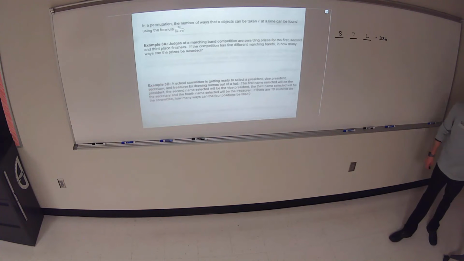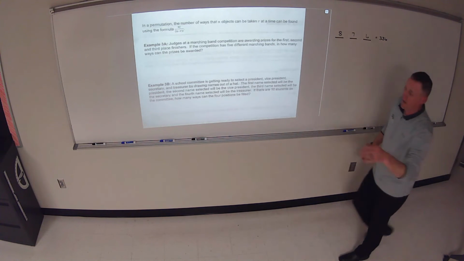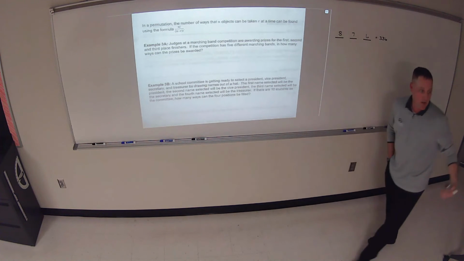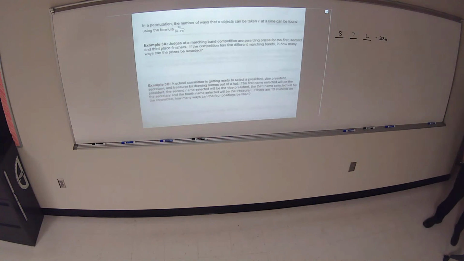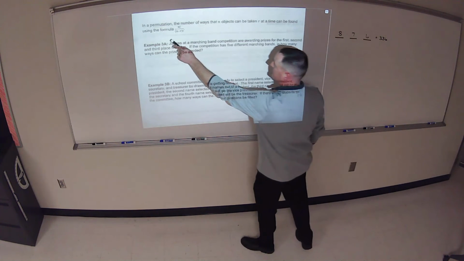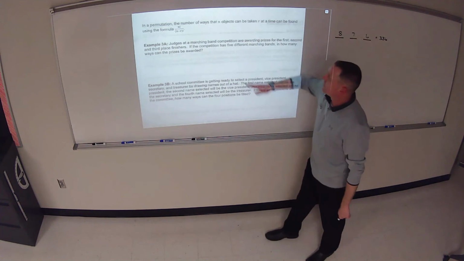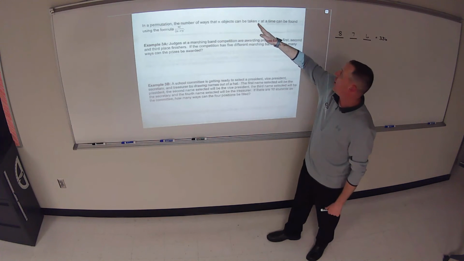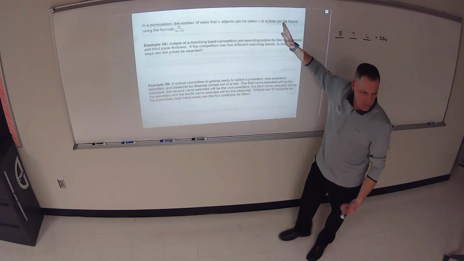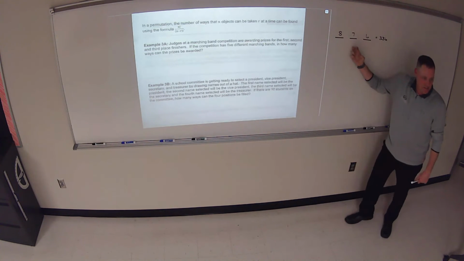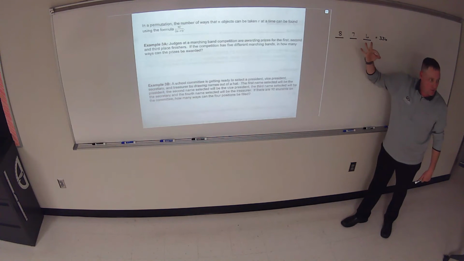Okay? But if you didn't want to, and you just said, I'm going to do all computational work, you're going to do this. Okay? But I'm going to read through this so you kind of understand what we're going to be doing in our calculators. In a permutation, the number of ways that n objects can be taken r at a time. What do we mean by that? The number of ways 8 athletes can be taken 3 at a time. Does that make sense when I say it that way?